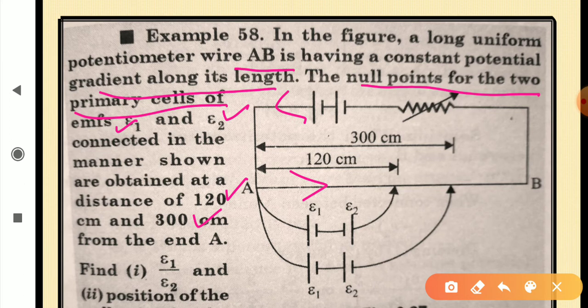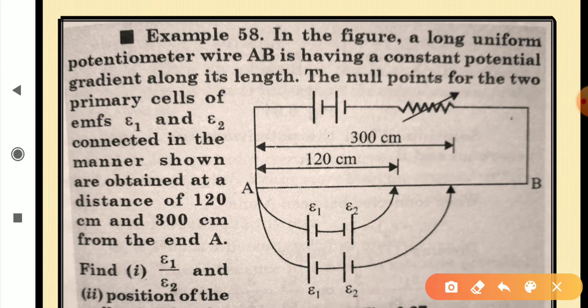Now see, you have been given two cells. First they are connected in this way and the balancing length is 120 centimeter, and after this they are connected this way and now the balancing length is 300 centimeter. So they have done it one by one. In the first situation, see, E1 and E2 are connected in opposite directions. See here, the positive terminal of E1, and for E2 this is negative and this is positive. So E1 and E2 are connected in opposite direction. So their resultant will be E1 minus E2, right?